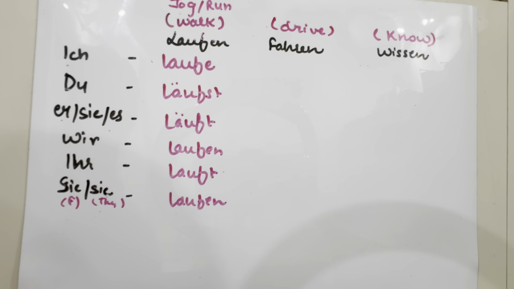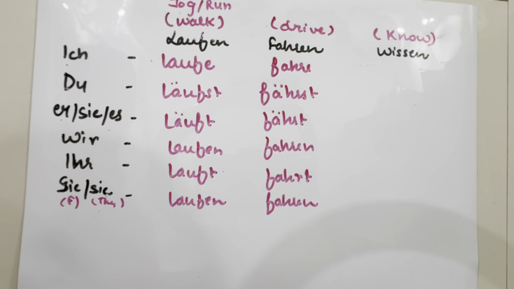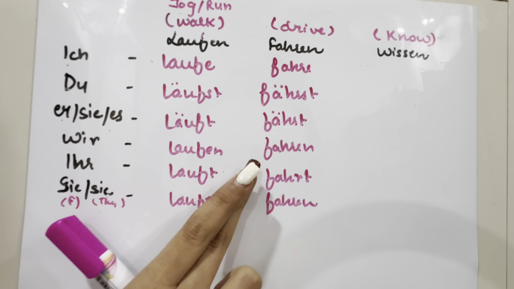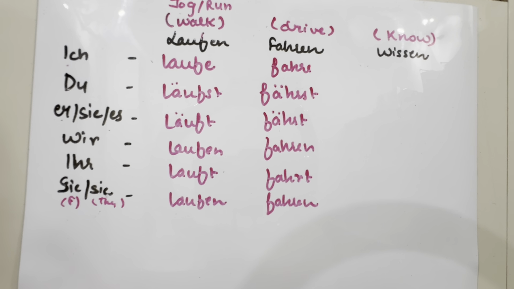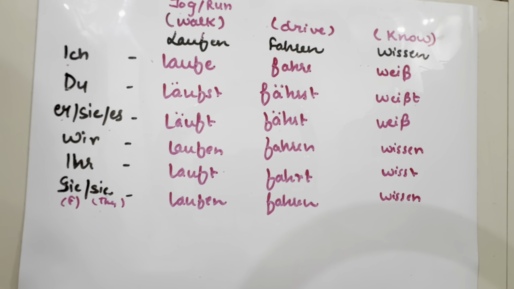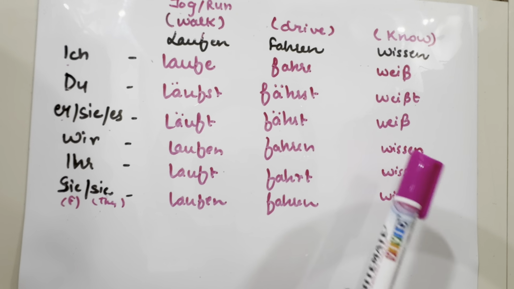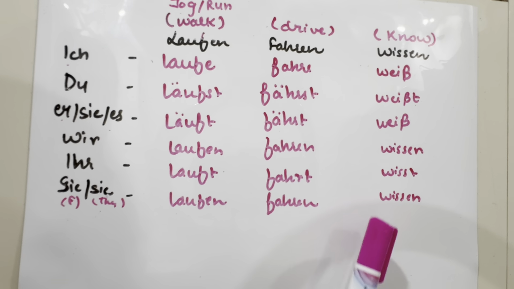Now let's move on to the next verb. The next verb is fahren, which means to drive. So ich fahre, du fährst, er fährt, wir fahren, ihr fahrt, and sie fahren. The next verb is wissen, which means to know. So ich weiß, du weißt, er weiß, wir wissen, ihr wisst, and sie wissen.